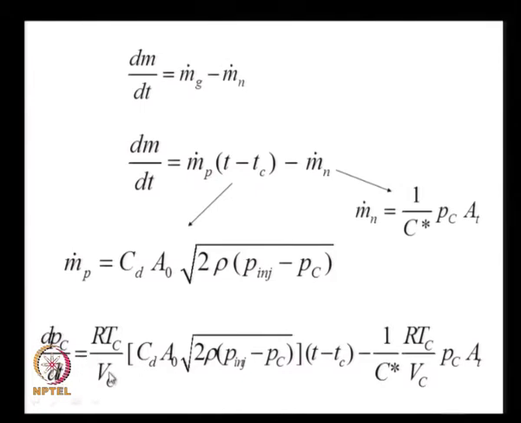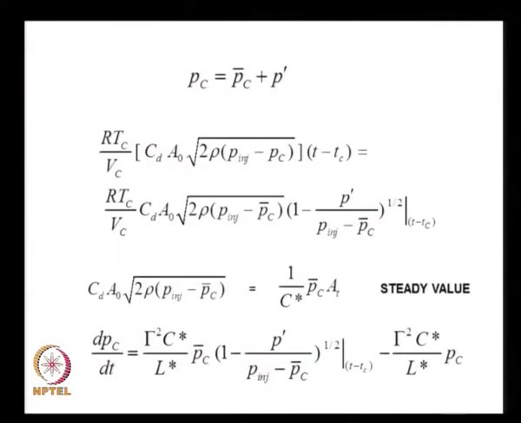I get dm by dt is equal to dpc by dt, here I get RT and Vc, I bring it on the right hand side, I get dpc by dt is equal to RTc by Vc into this value of propellant injected Tc time earlier minus the one leaving the nozzle as 1 over C star, RTc by Vc into Pc by At. We want to solve this equation, and how did we go ahead with it?